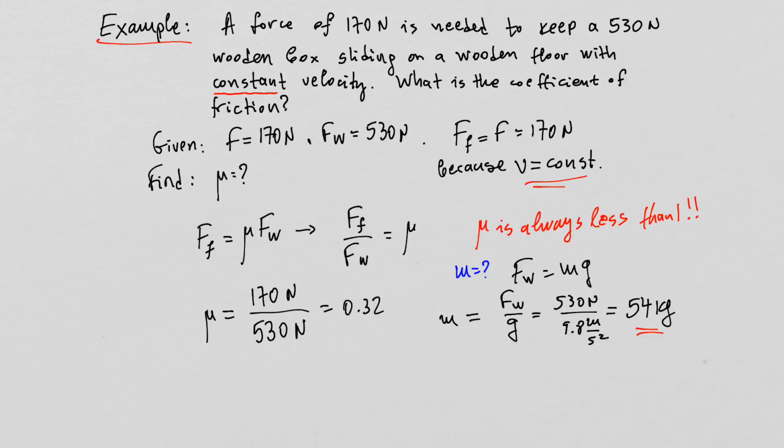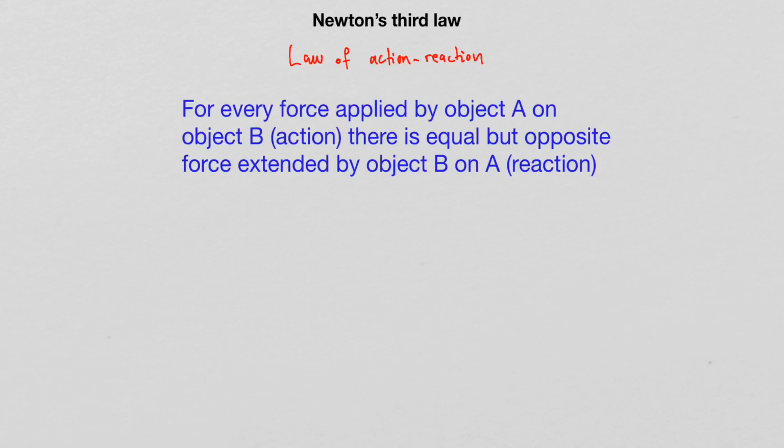All right, so now what's left to discuss is Newton's third law, also known as the law of action and reaction. The statement of Newton's third law is that for every force applied by object A on object B, and this force is known as action, there is an equal but opposite force exerted by object B on object A, and this force is known as reaction. So let's give a few examples of action-reaction forces to illustrate this law.